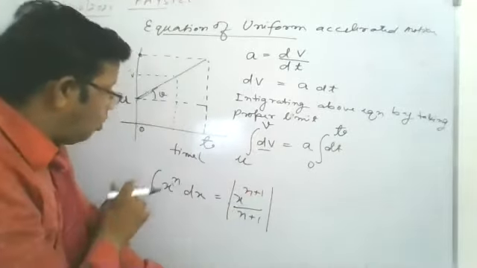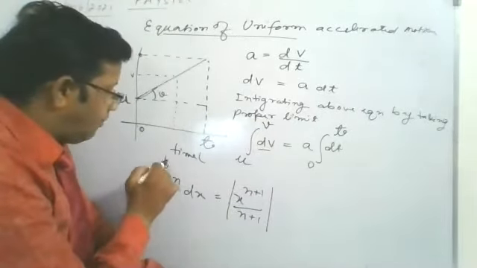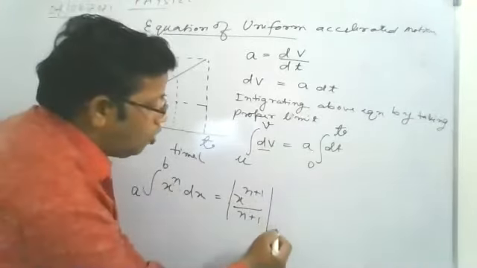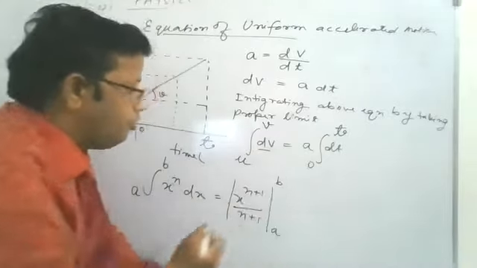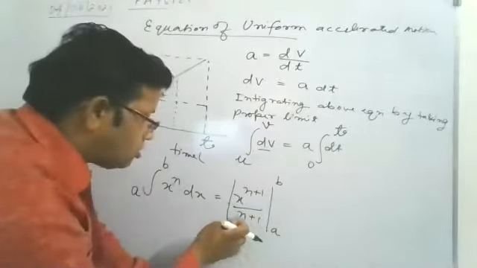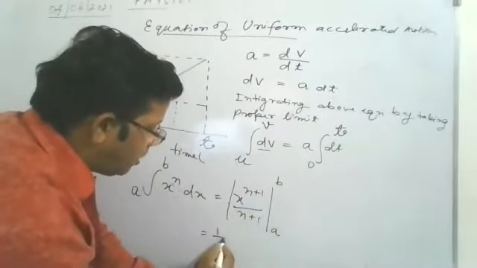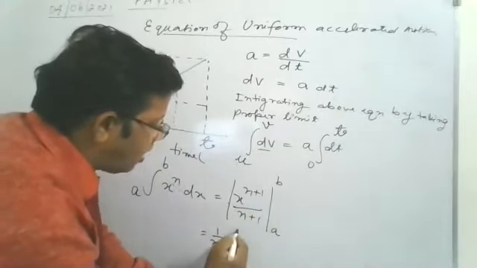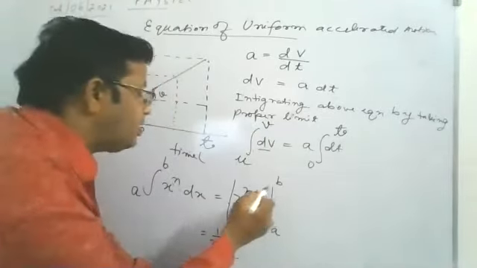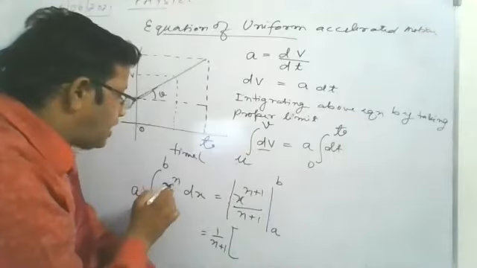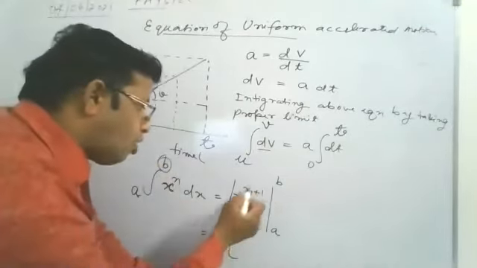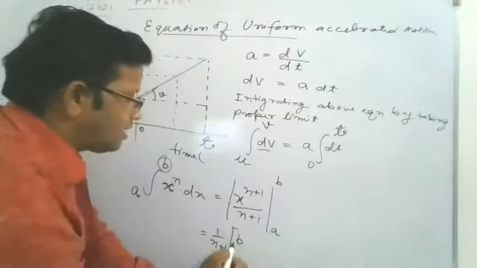Similarly, this is the lower limit a and upper limit b. It means the value of x changes from a to b. So the lower limit is written here and the upper limit here. After that, what is the next step? We take the constant term, 1 by n plus 1, outside. And after that, this is the variable term, and x varies from a to b. This is the upper limit. So first put the upper limit in place of x.